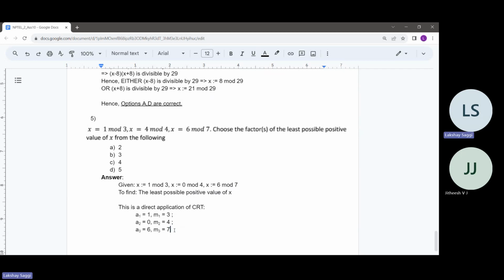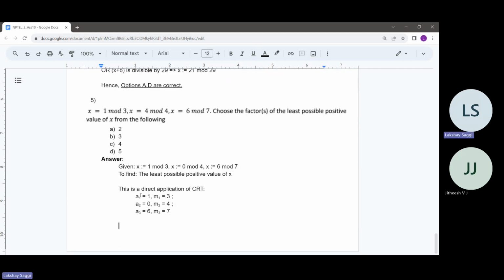Now we'll first find the value of capital M, which is nothing but m1 times m2 times m3. Since we are low on time, I'll do the calculations a bit faster because this is manual labor and not something very interesting to follow. So m1 times m2 times m3 will be nothing but 28 times 3, which will be 84. So this will be equal to 84.